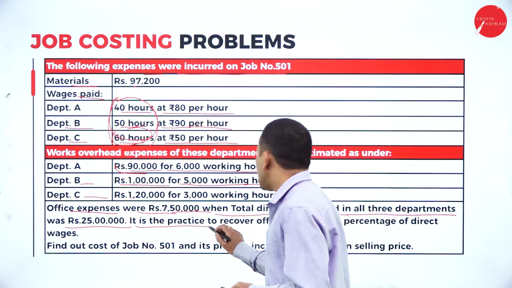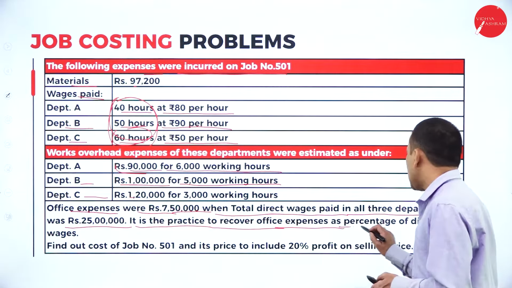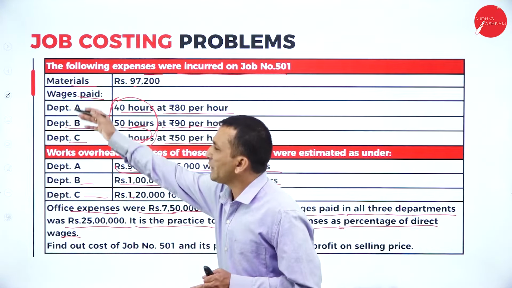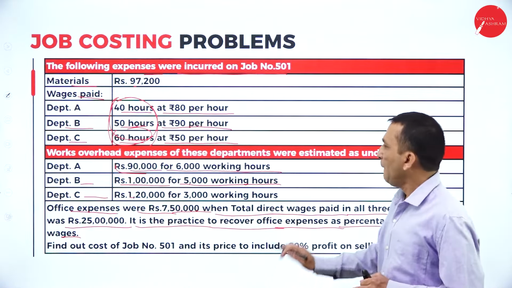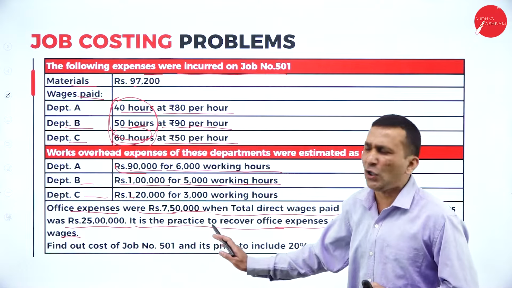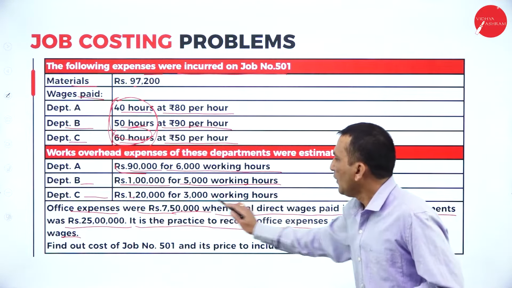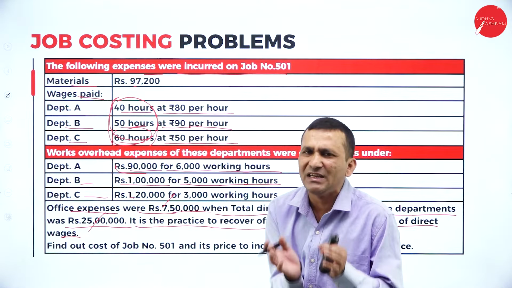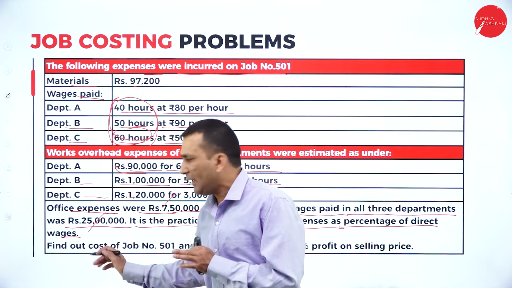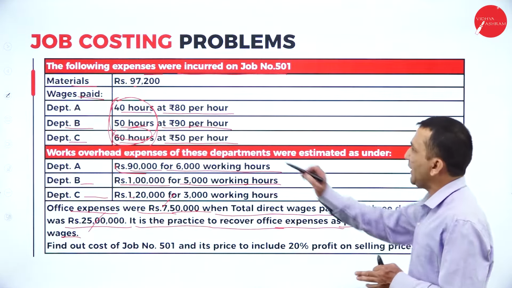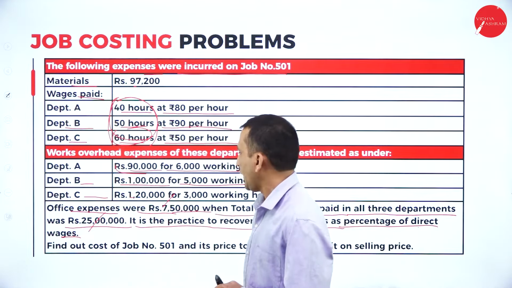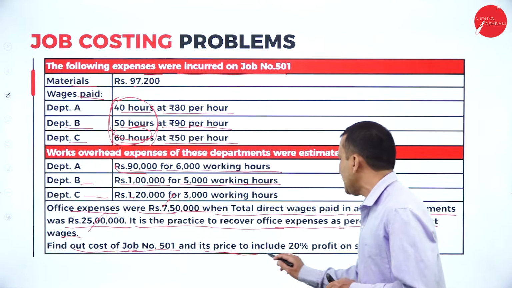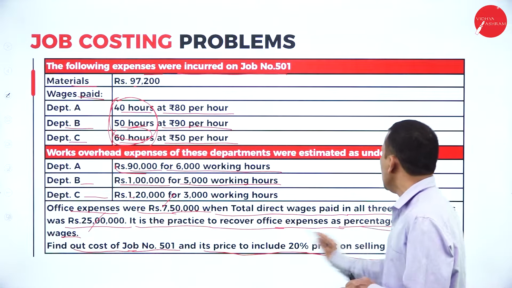It is a practice to recover office expense as a percentage of direct wages. So whenever you calculate for wages we need to consider that, but here the percentage we need to find out with the help of this information. 7,50,000 and 25 lakhs, we need to find out the percentage. It is very simple. After finding the percentage, we calculate based on the direct wages given in the question. Find out the cost of job number 501 and its price to include 20% profit on selling price.